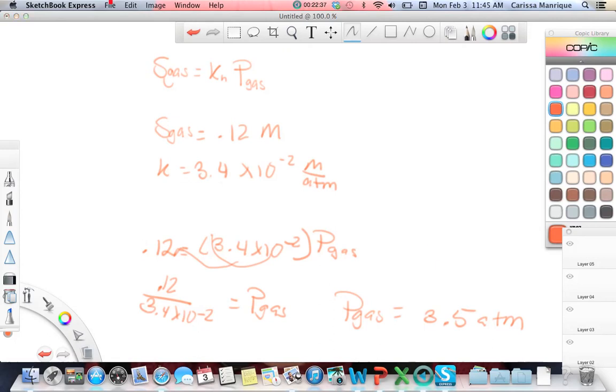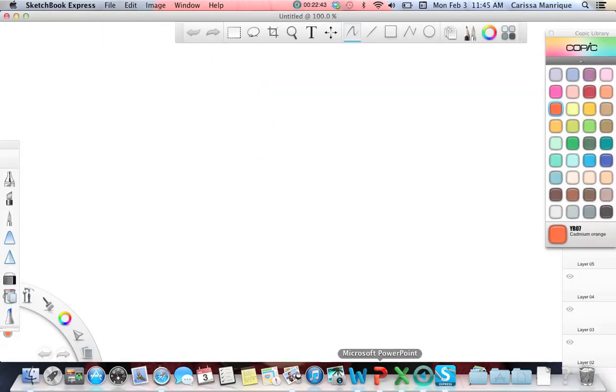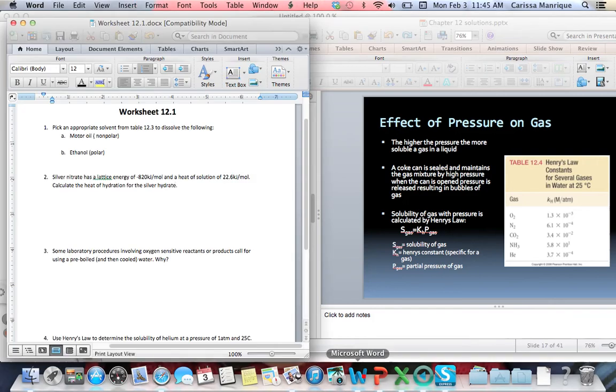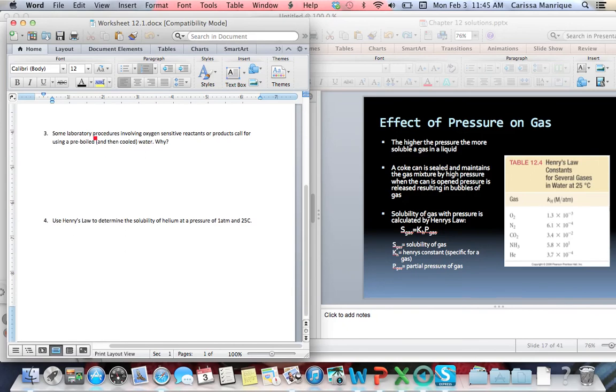Let's look at another example here. First, let's think about this. Some laboratory procedures involving oxygen-sensitive reactants or products call for using pre-boiled water. Why? Something is sensitive to oxygen, and a lot of times you can get some oxygen in your water, and we don't want that because it's sensitive. It doesn't want oxygen in there. Oxygen's a gas, right? So why would we boil it?